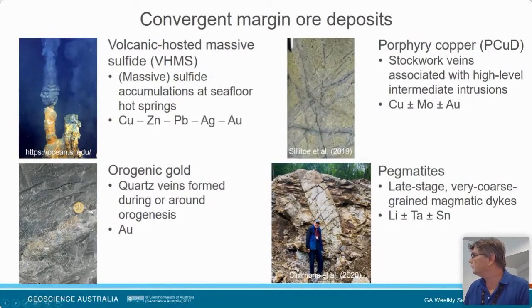The next deposit type that I'm going to talk about is orogenic gold. And you might be able to make out that there's a bit of yellow shiny stuff. That's actually gold, and you can see it's associated with a quartz vein. These quartz veins occur during or around the same time as orogenesis, so that's why they're called orogenic gold. And obviously they're gold deposits, and that's the main thing.